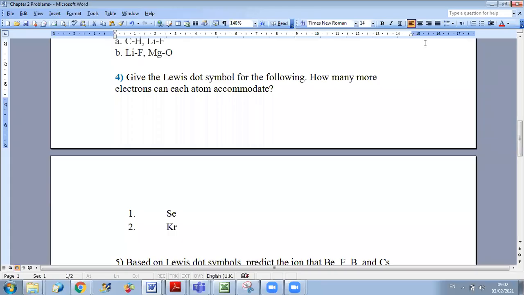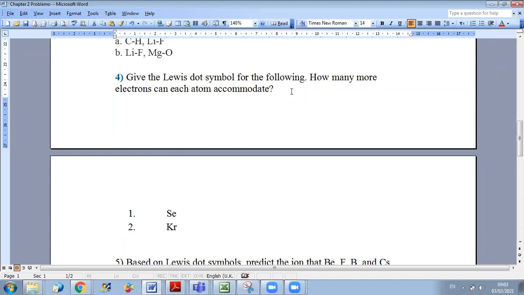Good morning. Let us continue the problems we were doing together. So first, give the lowest dot symbol for the following atoms and how many more electrons can each atom accommodate.